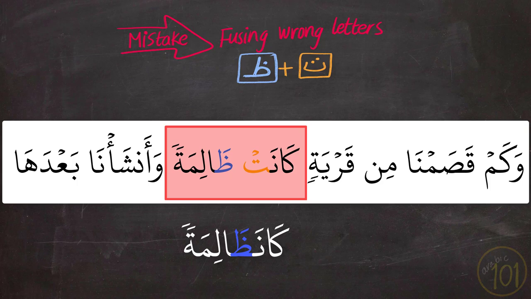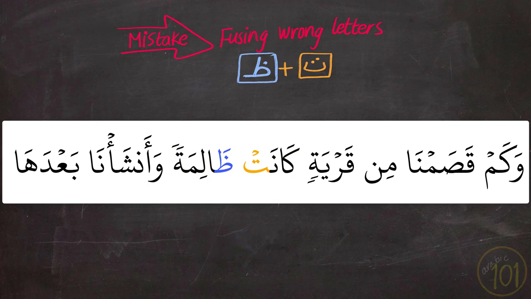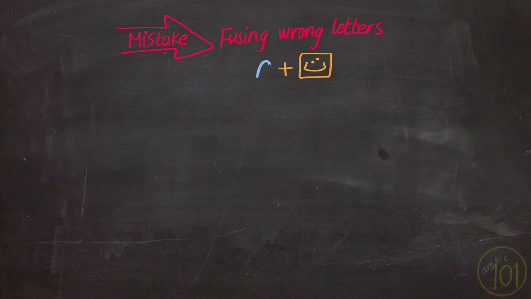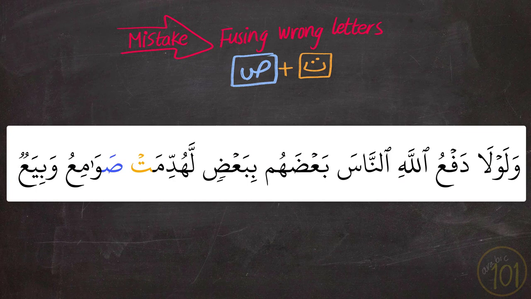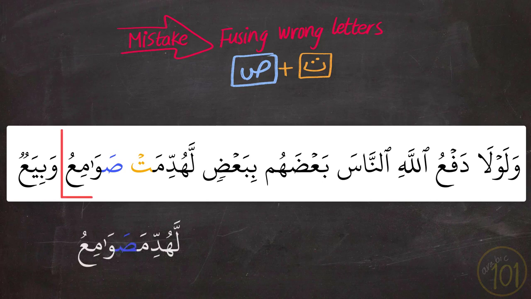You are not supposed to say كَانَتْ ظَالِمَةً. That is not correct. You have to show the ta at the end of the word. كَانَتْ ظَالِمَةً. One last example. وَلَوْلَا دَفْعُ اللَّهِ النَّاسَ بَعْضَهُمْ بِبَعْضٍ لَهُدِّمَتْ صَوَامِعُ وَبِيَعٌ. So it is wrong to say لَهُدِّمَتْ صَوَامِعُ وَبِيَعٌ.